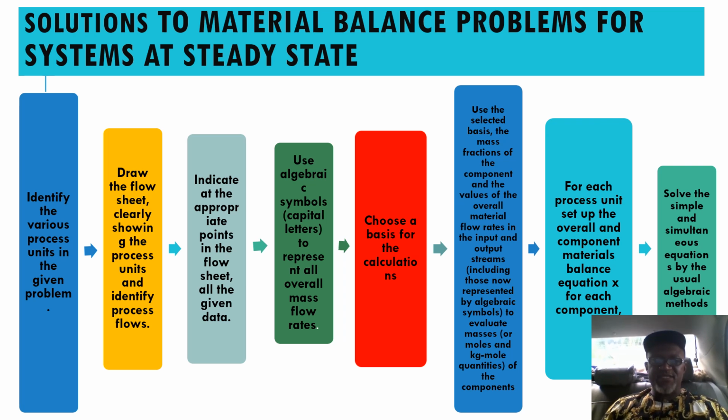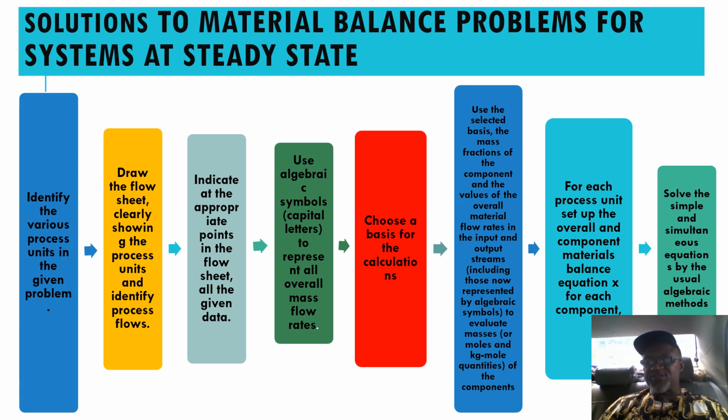Then we use algebraic symbols, capital letters, to represent all overall mass flow rates. Of course, very important, we choose a basis for the calculation. We must choose a basis. We'll still see that. We use the selected basis, the mass fractions of the component, and the values of the overall material flow rate in the input and output streams, including those now represented by algebraic symbols, to evaluate masses or moles and kilogram mole quantities of the component.